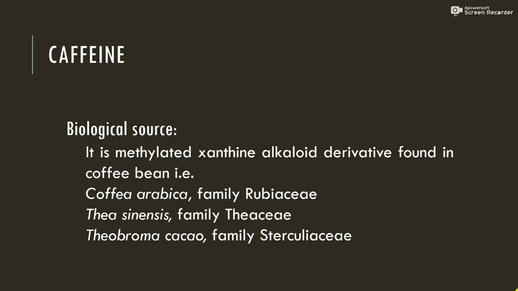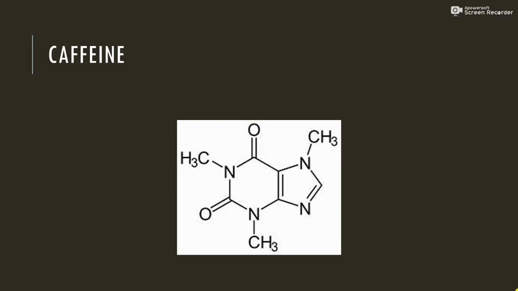So it is mainly collected from three different types of species. Here we are using Thea sinensis, that is our tea powder. So this is the structure of caffeine.